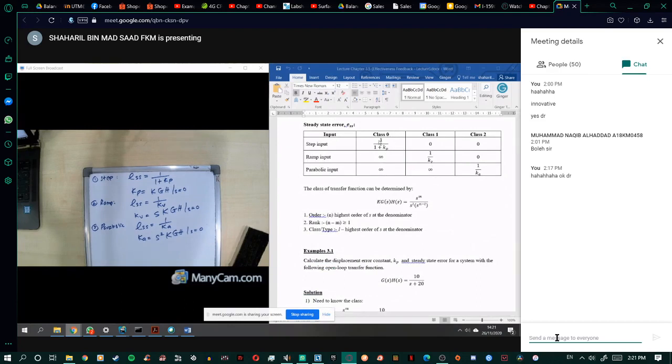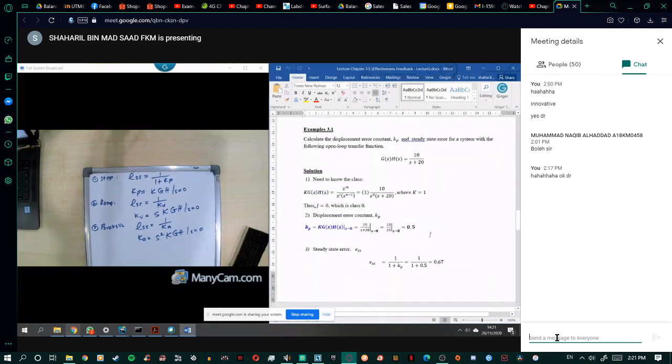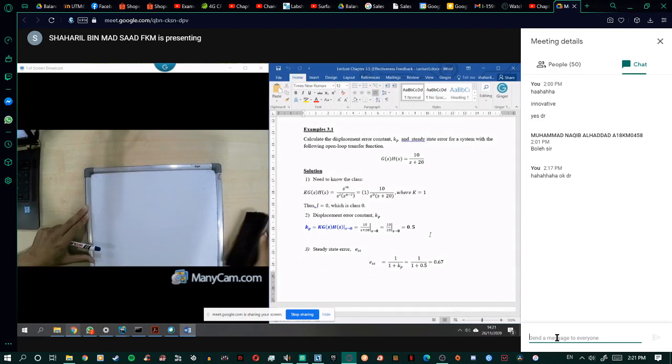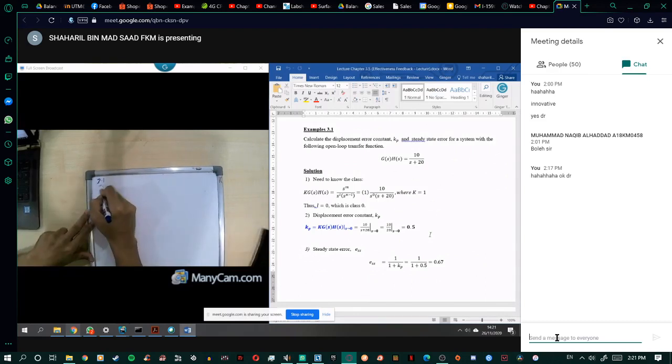So how to find the class? We have learned this one before. By looking at the KGH, we need to look at the coefficient here for the denominator. So this one is the denominator, and by looking at the L, that means the class, the highest order of S. So let's look at example 3.1 to make it clear. You can remember the guideline or you don't need to remember, it's okay. So this is example 3.1.